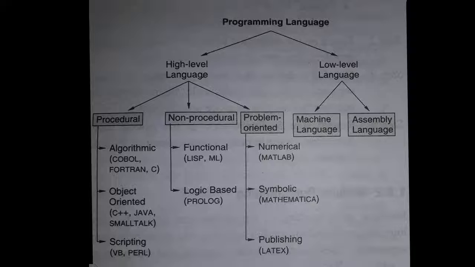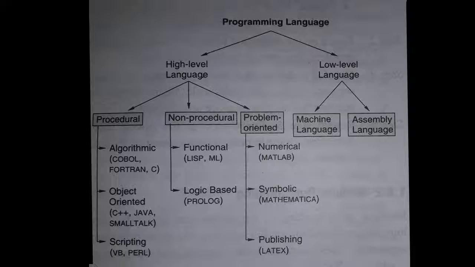So let's go with the procedural. Procedural languages are algorithmic, object-oriented and scripting languages. Algorithmic languages are high-level languages designed to make algorithms for solving real-world problems. Say, if you want to solve a calculation, then you can use an algorithm, or if you want to detect a user from a bot on a website, if you want to detect a human or not, then you can use an algorithm for detecting that. Examples of algorithmic languages are COBOL, Fortran and C.